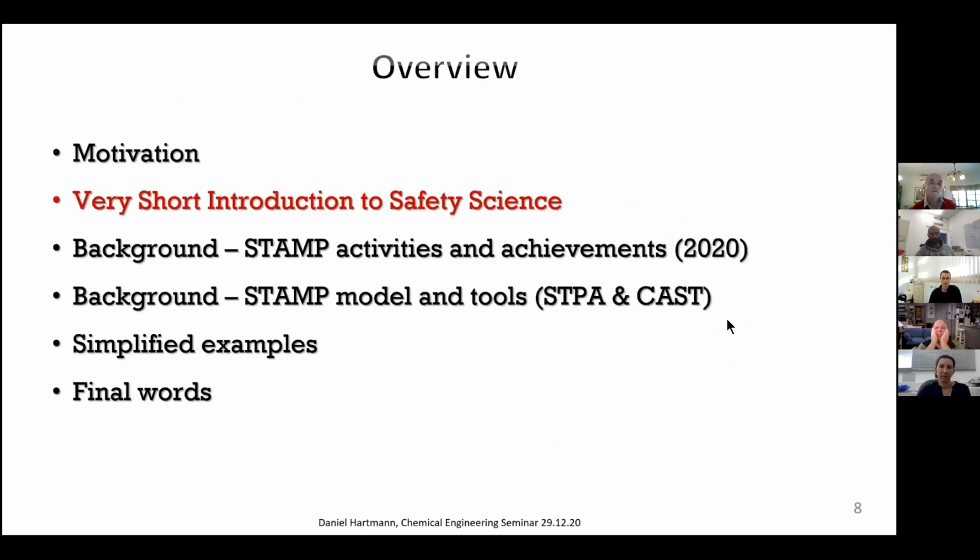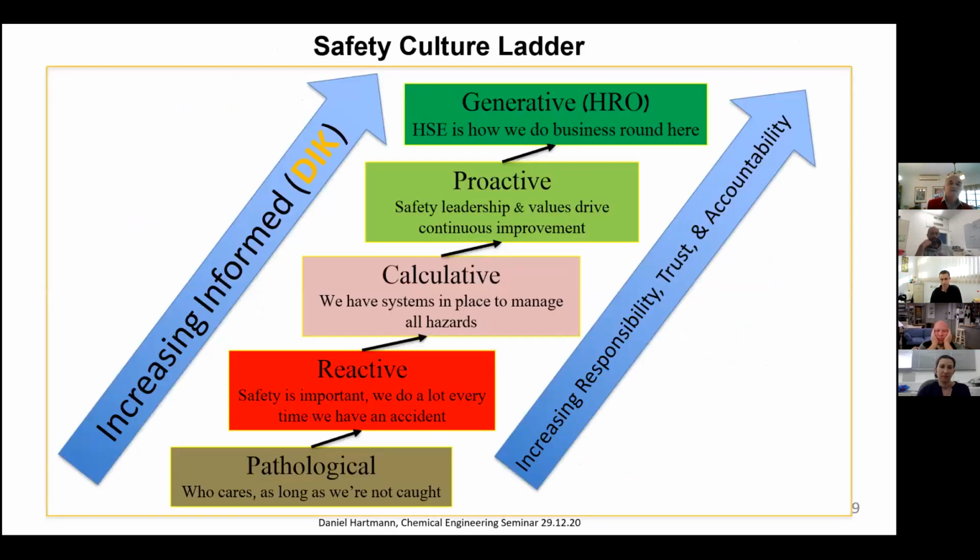Now, I do want to give you a very short introduction to safety science. Very short. What do I mean by saying safety science? Safety science starts from the top. If we really want safety, the management, the regulation, the legislation, everything has to be embedded in thinking about safety. Through the literature, we can divide different organizations and even different countries according to this safety culture ladder.